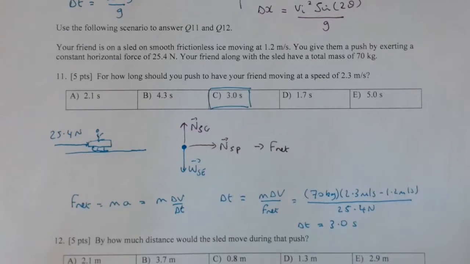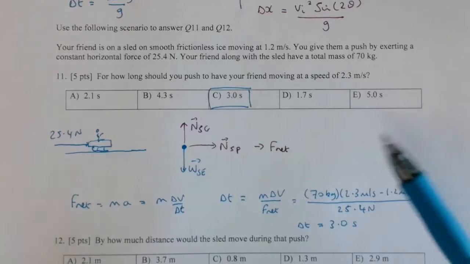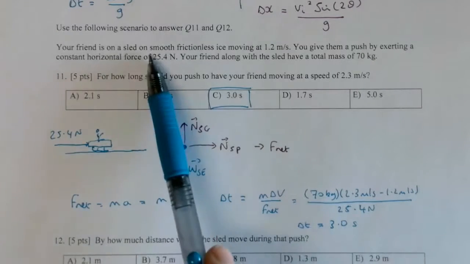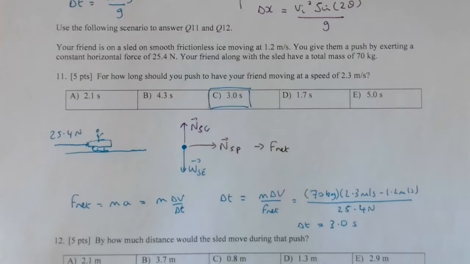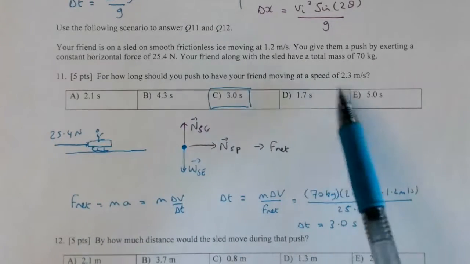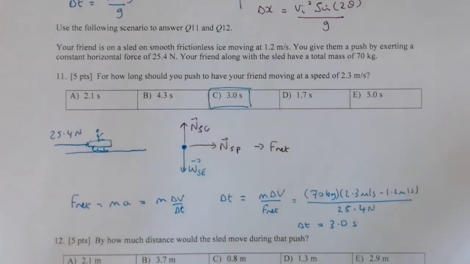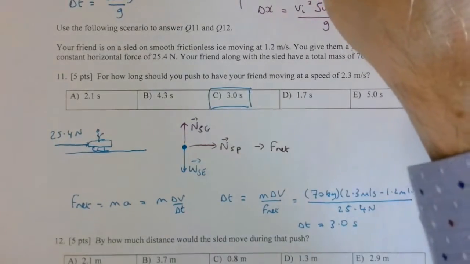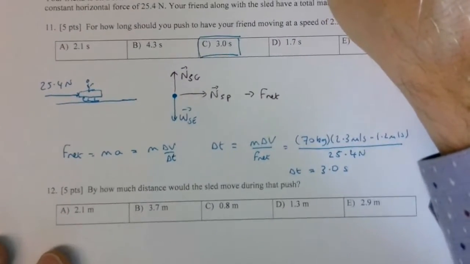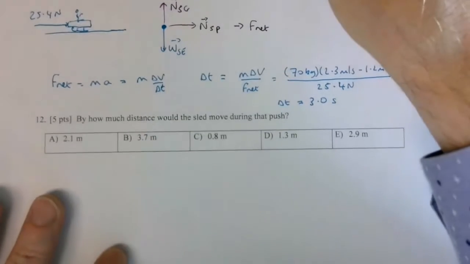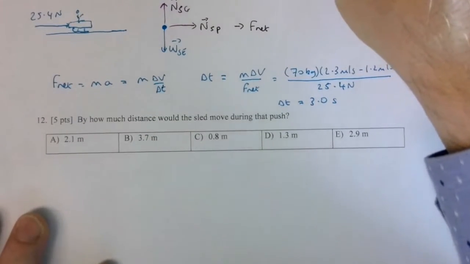Okay, so for question 12, it's still referring to this context of pushing a friend on a smooth frictionless surface. And in question 11 we figured out how long the push would have to last for the velocity to change from 1.2 meters per second to 2.3 meters per second. So in question 12, we're trying to figure out by how much distance the student will move during that push.